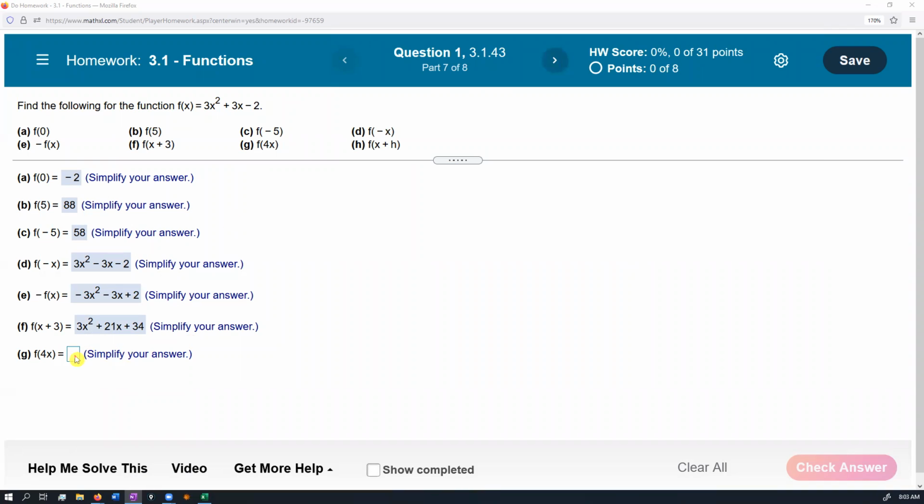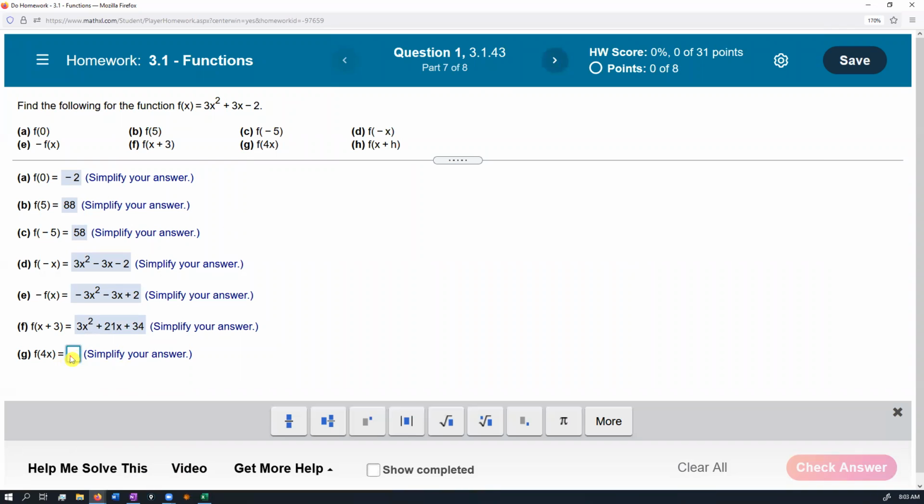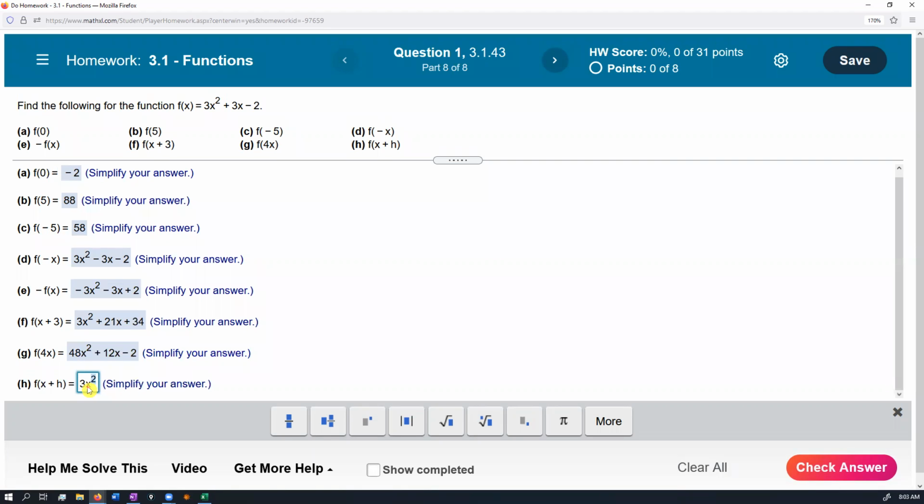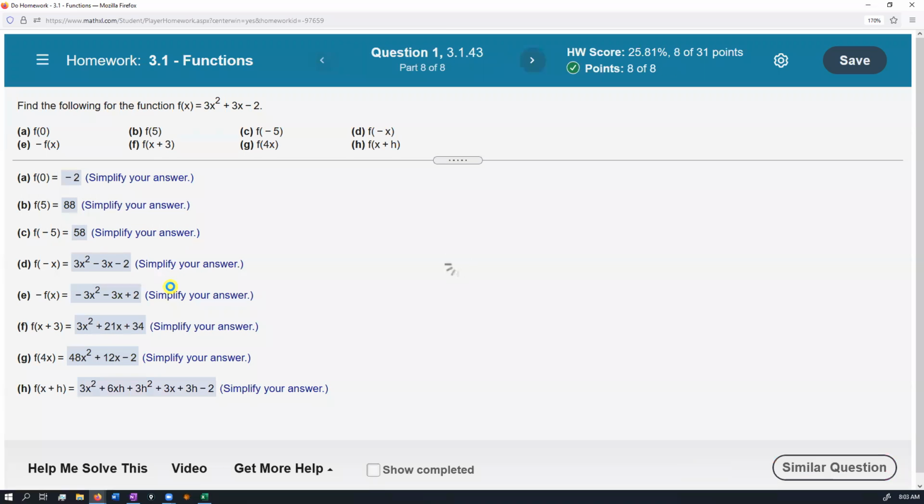All right, the next one here is 48x squared, oops, x squared, 48x squared plus 12x minus 2. And the last one is 3x squared plus 6xh plus 3h squared plus 3x plus 3h minus 2. There we go. All right.